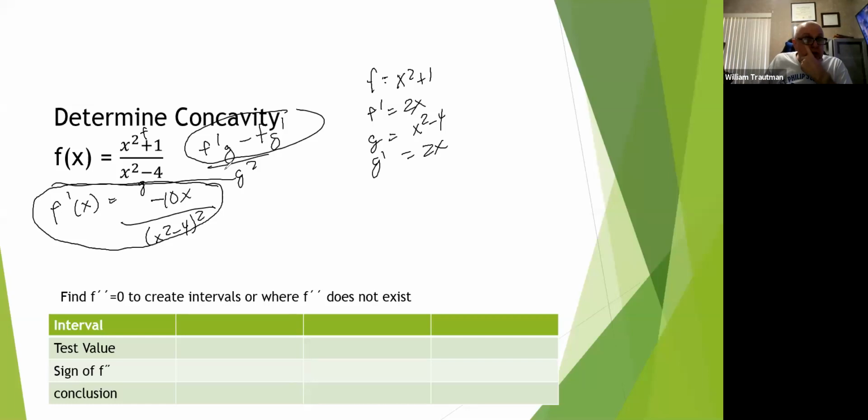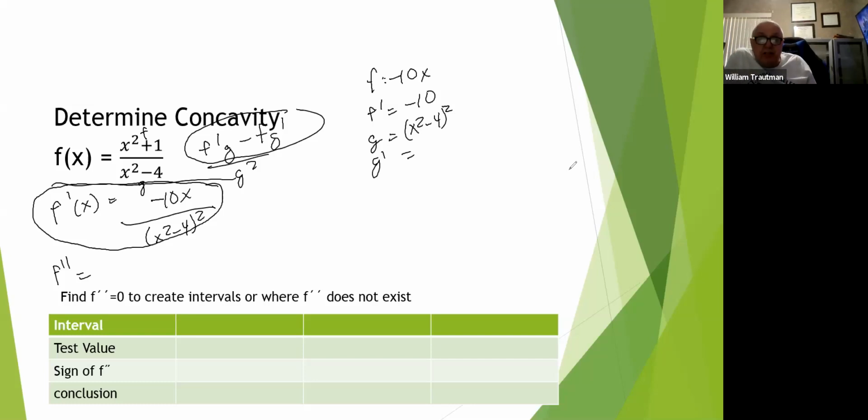All right, so now we're going to find the derivative of the first derivative. We have to find the derivative of this, and I'm going to erase this part here because we have new F's and G's. Once again, our F is negative 10x, and our F prime is just negative 10. Our G is (x squared minus 4) squared, and now we need to know what G prime is. So I'm just going to give you a second to think about that.